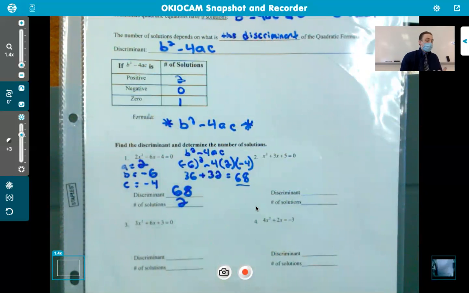There's an infinite amount of answers you can get for the discriminant, but for the number of solutions, just something to think about as well, you're only going to get 2, 0, or 1. Okay, and this is how all of our problems are going to look, right? We're going to find the discriminant first, and then we're going to use that number to help us determine the number of solutions.